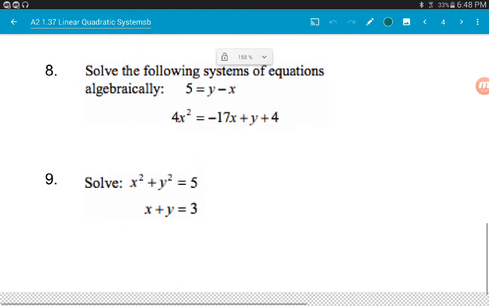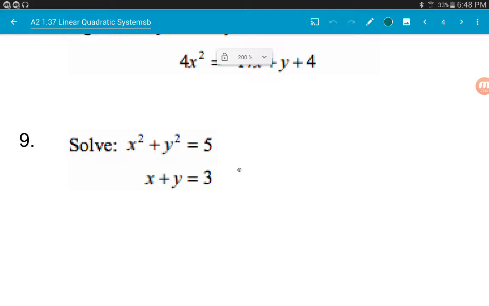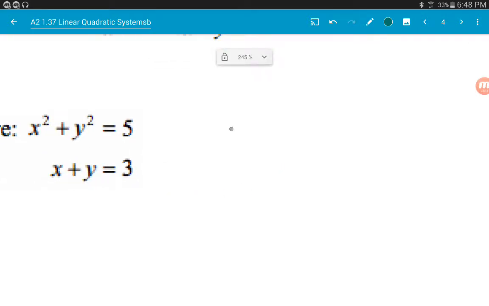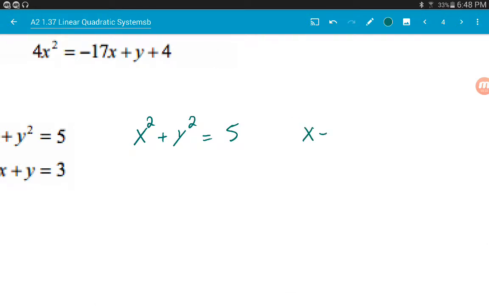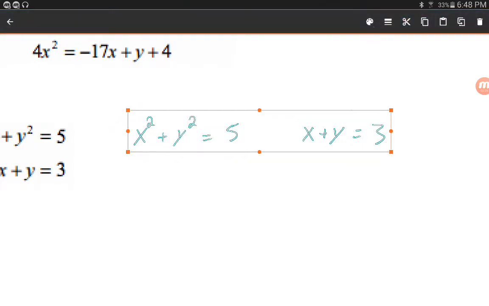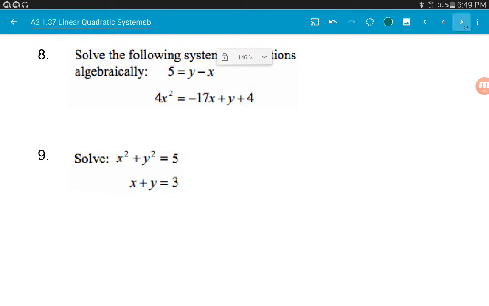Let's do question number 9. Now remember, this is linear quadratic. This is the linear one because it's a linear function. There are no exponents. And this is a quadratic because it has squares on the x's and the y's. If there's a square, it's a quadratic. So let's take these over to our other page. I'll just rewrite it so I can copy it over. We have x squared plus y squared equals 5, and x plus y equals 3. That's question number 9.